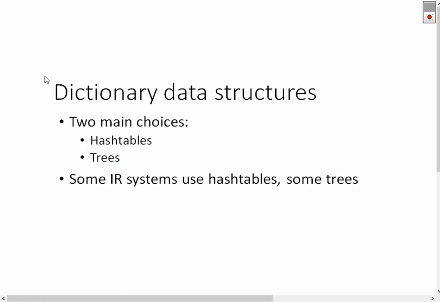So what are the different options that I have for structures to put that dictionary in? There are basically two main choices. One of them we refer to as a hash table, and the other one is a tree. Now, let me just address the idea of a hash table and what it is.